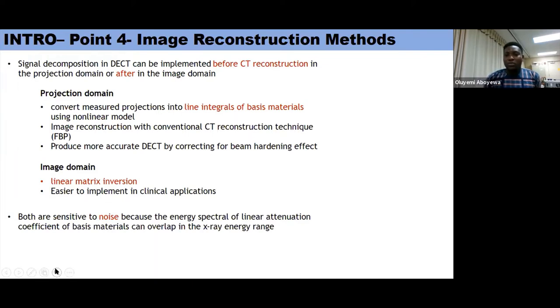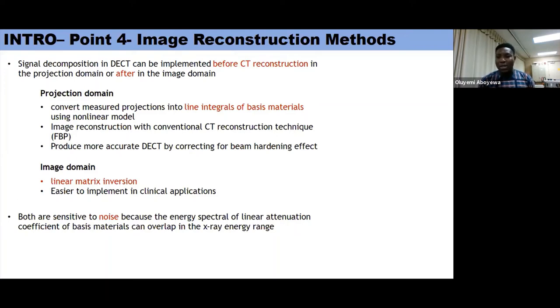All right, moving on to point four that I noticed from the introduction. The author then begins to describe the forms of image reconstruction methods that we have. That is, if we want to decompose these two components of the attenuation coefficients, we can do it before we form our image, or we can do it after we get the image. So before we form our image, we represent a reconstruction method in the projection domain. Again, we know that CT datasets are just projection datasets. You are projecting an attenuation function as a line integral of the attenuation function as the beam passes through the patient.